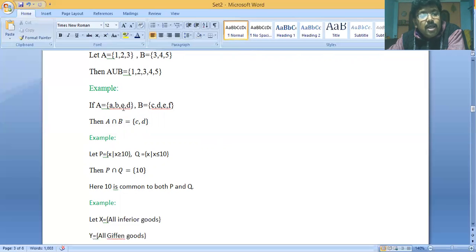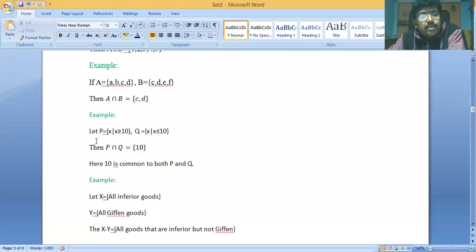So C and D is the common. A, B belong to A set only, and E and F belong to B set only. So A intersection B is C, D. Now this is another example.